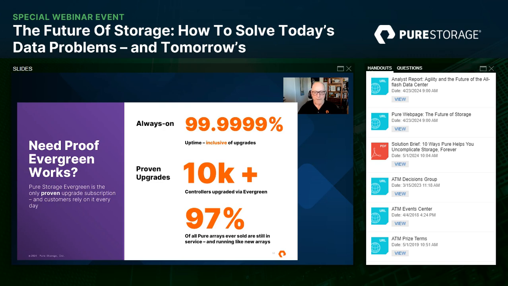Everyone's talking about non-disruptive upgrades and upgradability. The truth of the matter is, as we talked about, the evergreen architecture that we baked in from the very beginning is the only one that's been able to consistently deliver this. And I think the final number here is really the strongest. 97% of all Pure Storage arrays that have ever been sold, and we've been in business for well over 10 years, are still in service today.